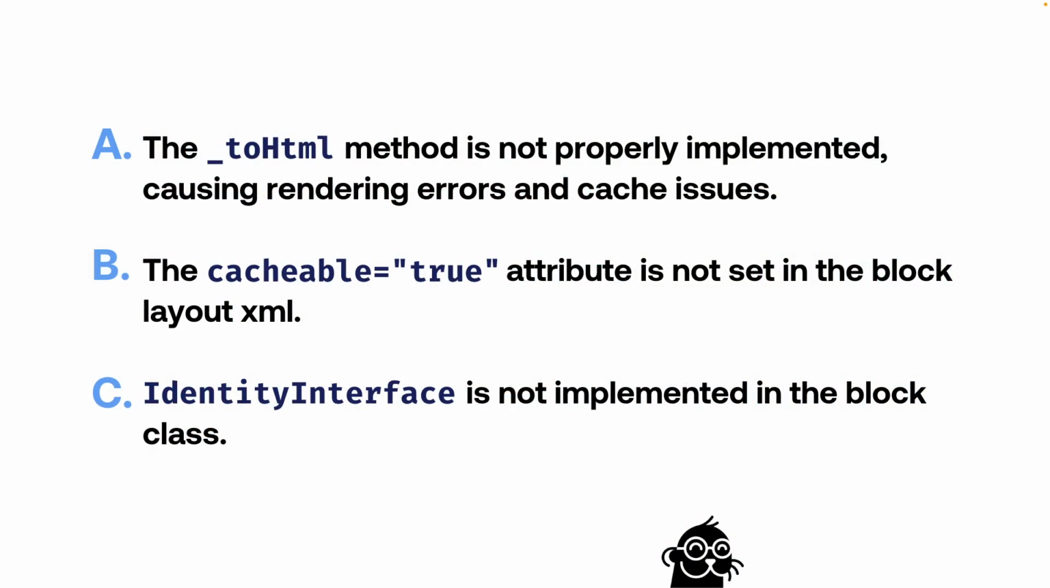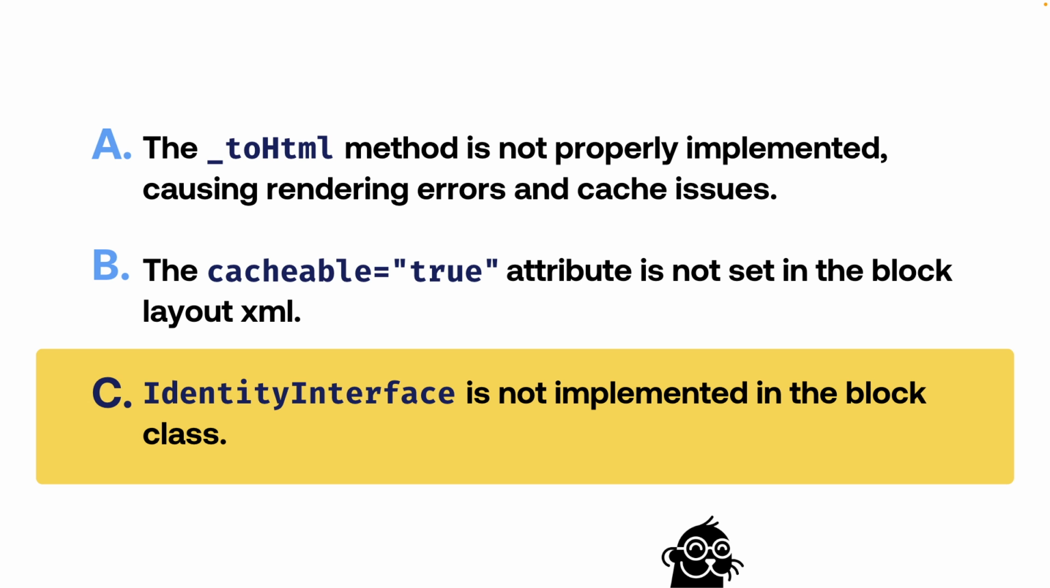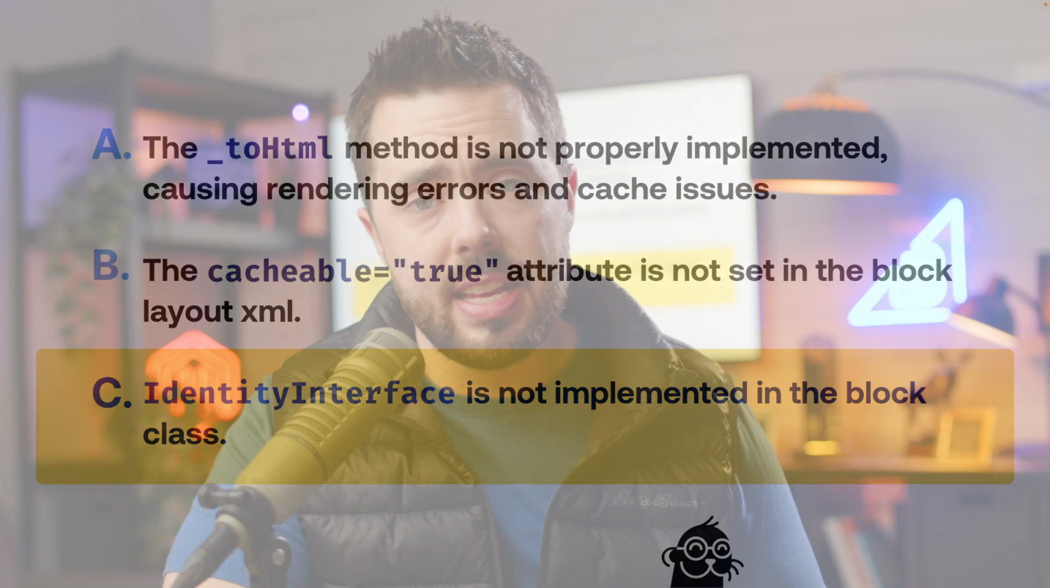So identity interface is going to be a very important part of your overall system. And it's one of those things that's easy to overlook. I would say very easy to overlook, but it can have some, I'm not going to say catastrophic, but it can have some definite consequences.